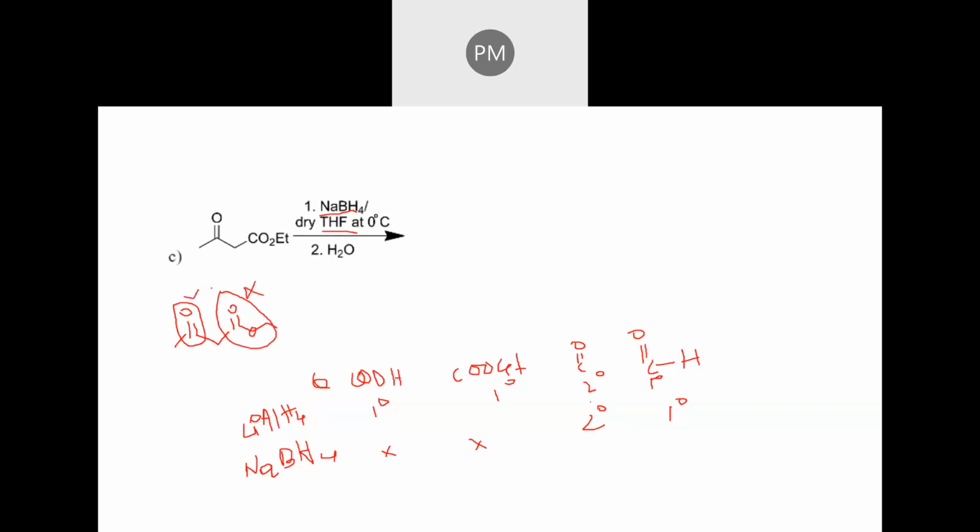Only this side reacts. So what will be our product? Our product will be like this. The carbonyl gives us a primary alcohol, so this will be our OH, a secondary alcohol. And our COOEt remains as it is, it will be present.